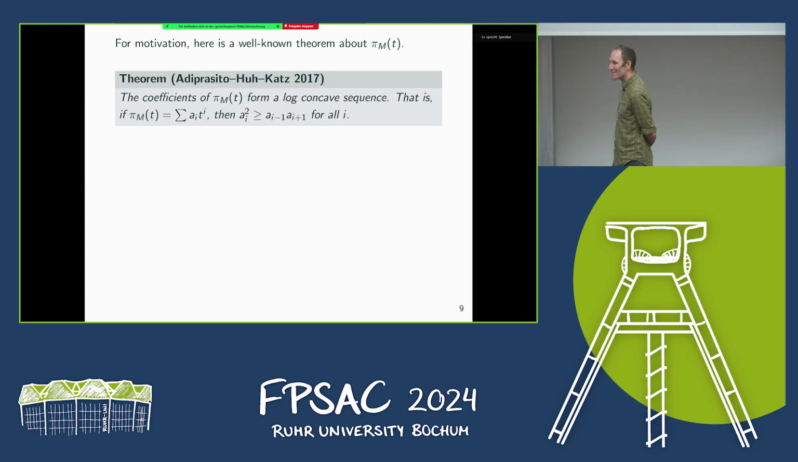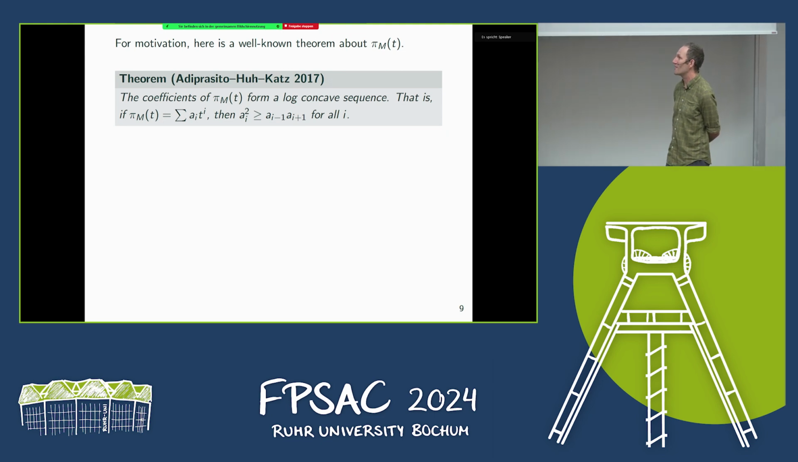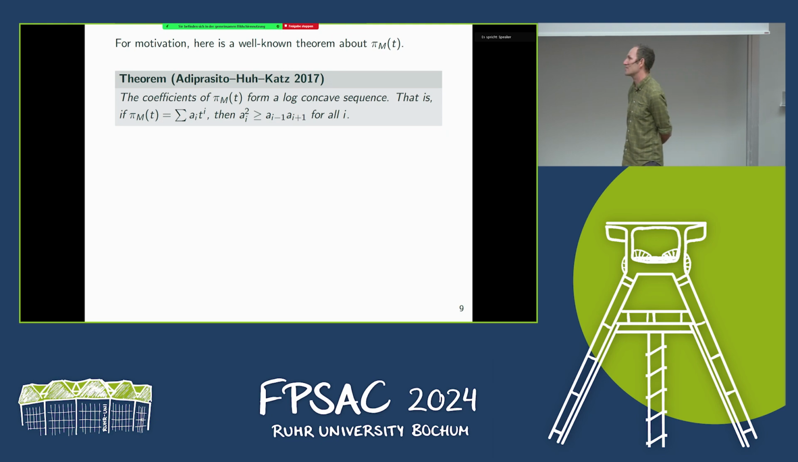Just for motivation, this is sort of a side remark. Here's one reason you might be interested in the Poincare polynomial. There's this famous theorem of Adiprasito, Huh, and Katz from 2017, which says that the coefficients form a log concave sequence. So if a_i is the coefficient of t to the i, then a_i squared is greater than or equal to a_{i-1} times a_{i+1}.